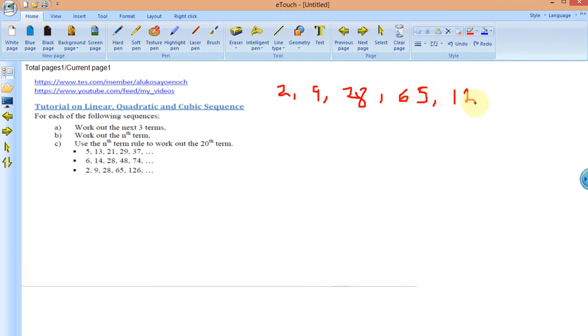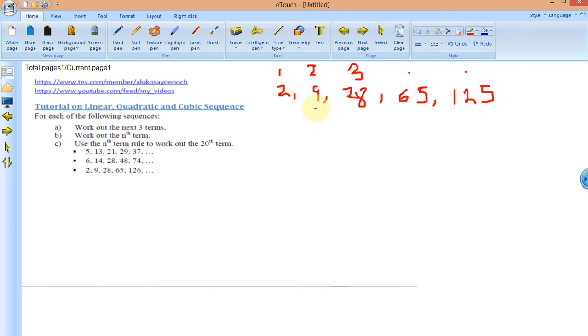Don't forget that the first thing you have to do is label your sequence. You just label the first term, the second term, the third term T3, the fourth. Guys, I don't need to do that now. When I want to draw the table, I'm going to complete that. So let's go ahead and determine the nature of the sequence first. Is it a linear sequence, a quadratic sequence, or a cubic sequence?